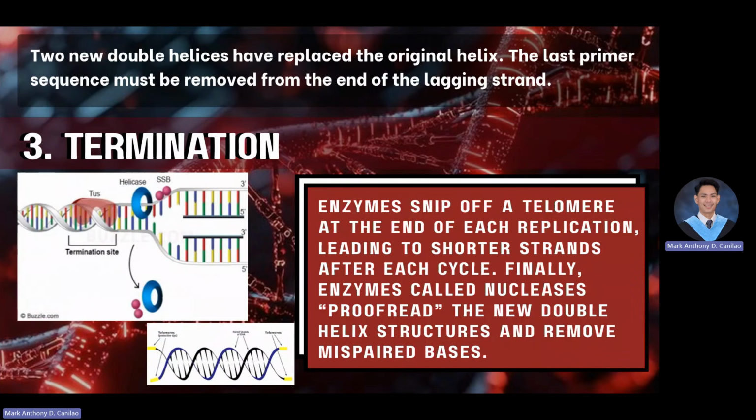So there will come a time that we will reach the last part known as the termination part. Two new double helices have replaced the original helix. The last primer sequence must be removed from the end of the lagging strand. So there are enzymes that are also vital to how the termination happens. Enzymes snip off the telomere at the end of the replication fork, leading to a shorter strand after each cycle. Finally, enzymes called nucleases proofread the new double helix structure and remove mispaired bases.